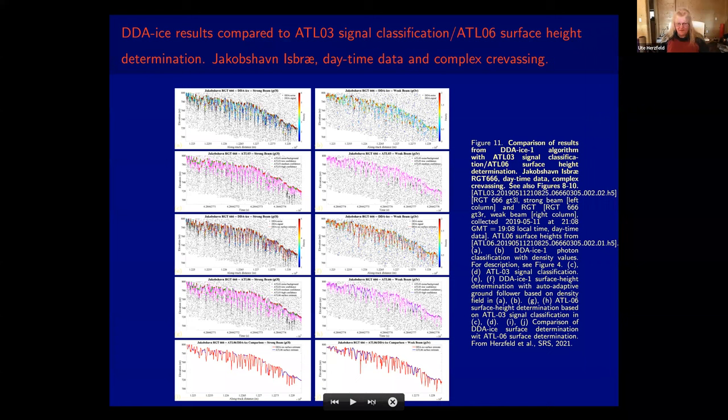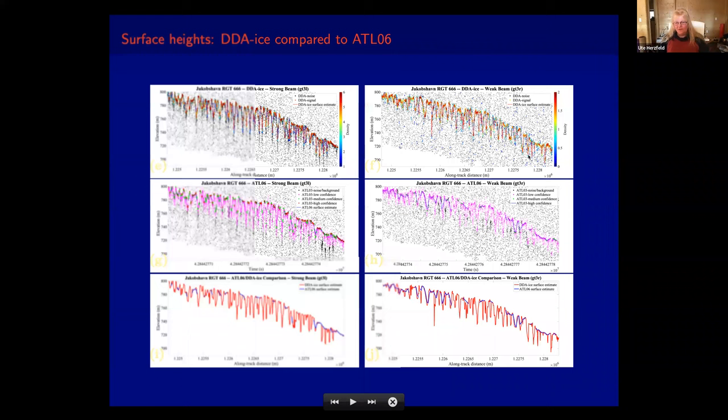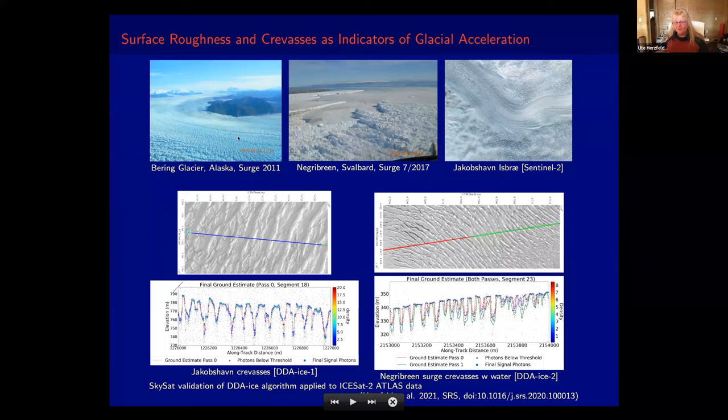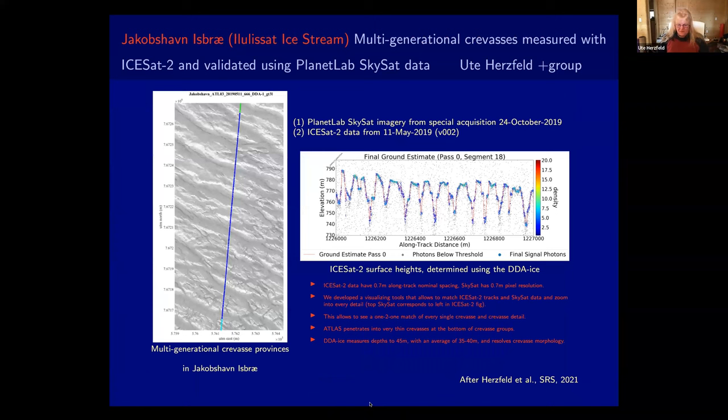So now we're going to look at what we can learn about surges and other types of acceleration. This is the repeat slide from the beginning. Let's take a quick look at Jakobshavn. So the repeated action of always the same force, but that being a complex force on the ice surface, yields these really complex crevasse patterns. And we can see that ICESat-2 is actually able to pick these all up.